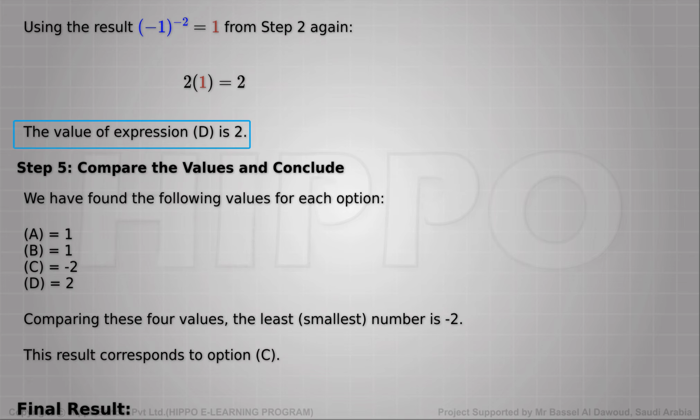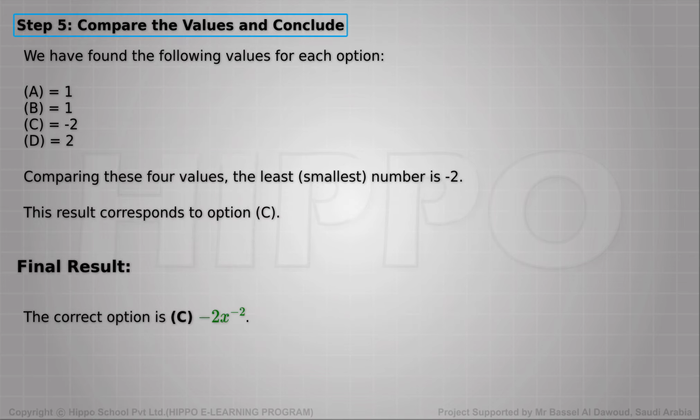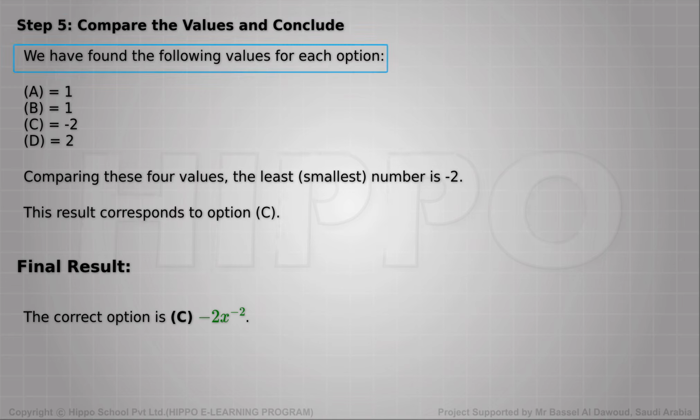All right, we've done all the hard work. Now for the final step, comparing our results. Let's list them out. For option A, we got 1. For option B, we got 1. For option C, we got -2. And for option D, we got 2.